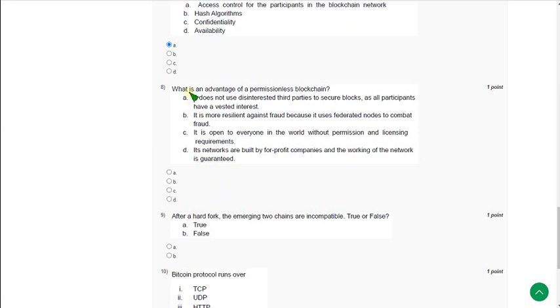Moving on to the eighth question. What is an advantage of permissionless blockchain? So the advantage is that it is open to everyone in the world without permission and licensing requirements. So mark option C as the correct answer for the eighth question.